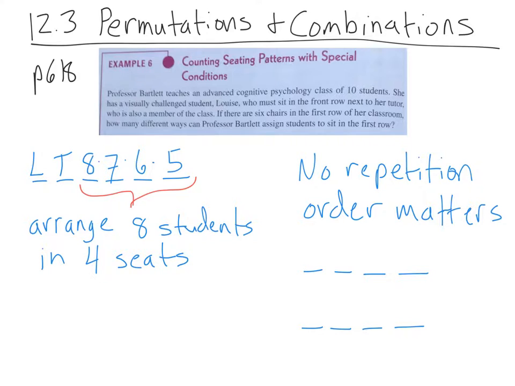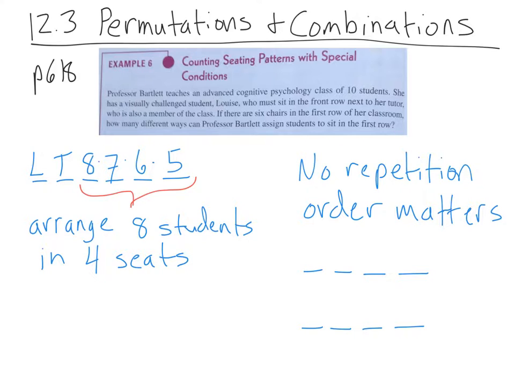And this part of the question, how many ways can you arrange 8 students in 4 seats, is what we call a permutation. There's no repetition because the same student can't sit in multiple seats, but the order does matter. And in this section, the idea of order mattering is going to make a big difference. It's going to basically determine whether you use a permutation or combination.